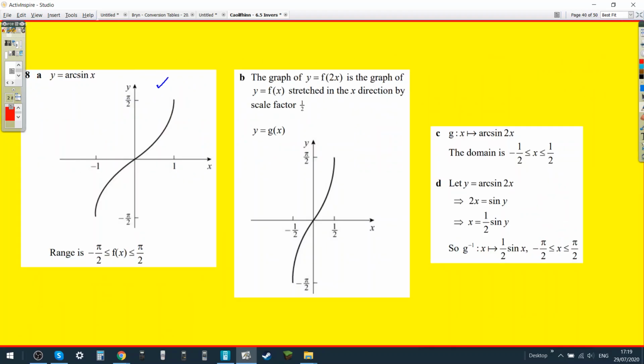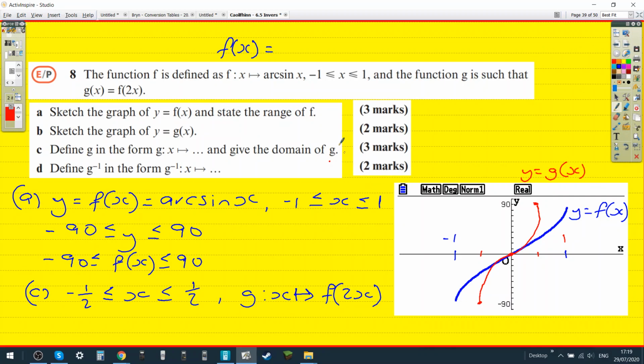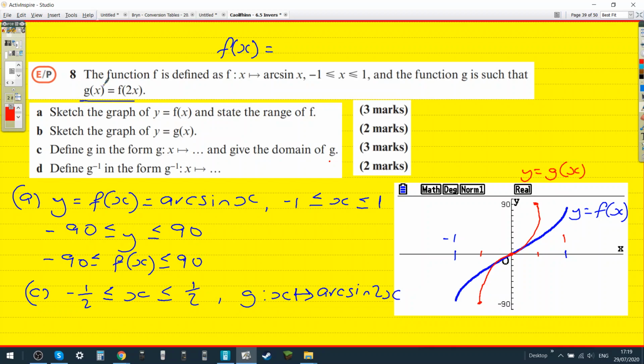So our first one, the range. They give the range in radians; we couldn't have known that. So the domain, arcsine 2x. Ah, okay, so instead of f of 2x, it's arcsine 2x. How could we have known that, to find g in this form? So f such that x maps onto arcsine x, and g of x equals f of 2x, and so g such that x maps onto arcsine 2x.